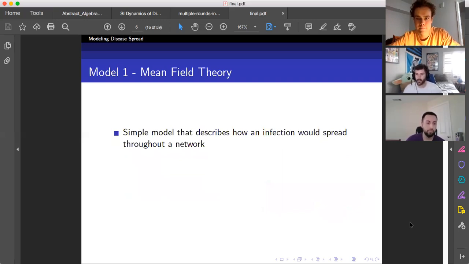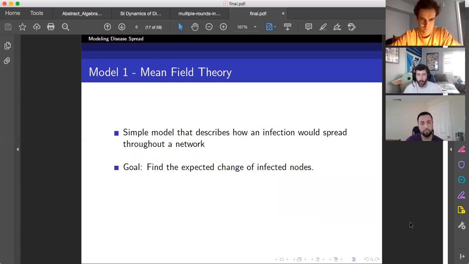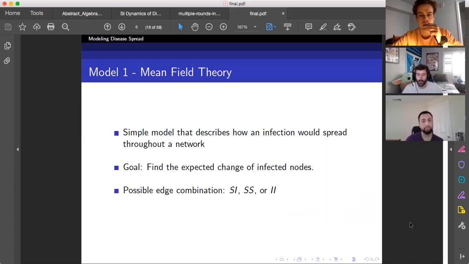All right, so here's the first model. We're going to be using the mean field theory model, which is a simple model that describes how an infection would theoretically spread throughout a network. Our goal here is to find the expected change of infected nodes, and we'd be doing that by using different edge combinations. We have 3 edge combinations here, SI, SS, and II. I'm going to be going over in a little bit of detail on the next slide what these mean.